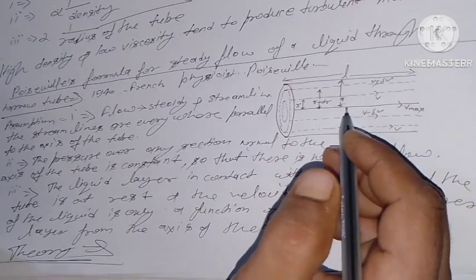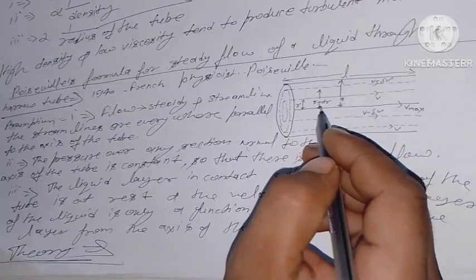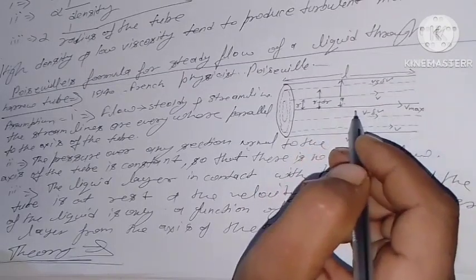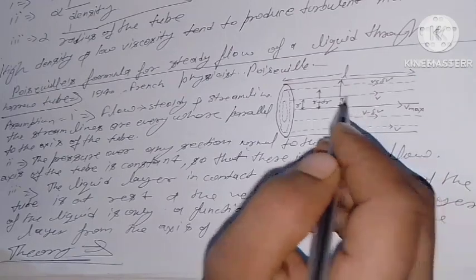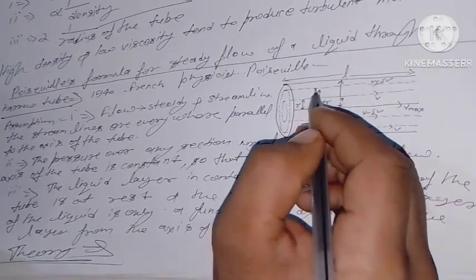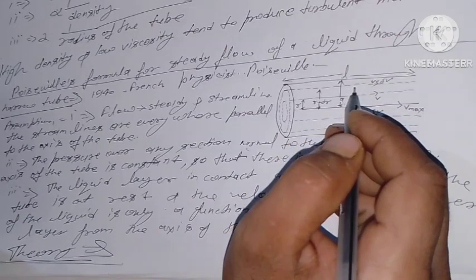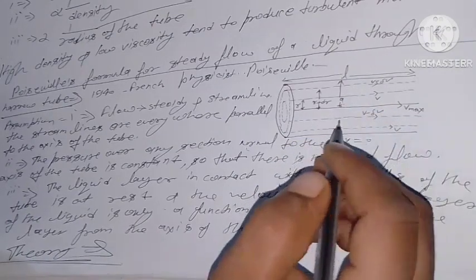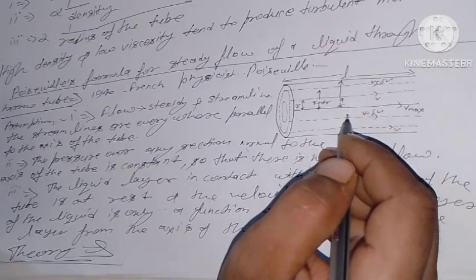If the flow of the liquid through it is steady, the velocity of the liquid along the walls is zero, and maximum along the axis of the tube.